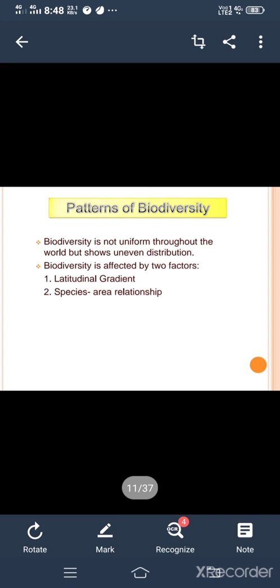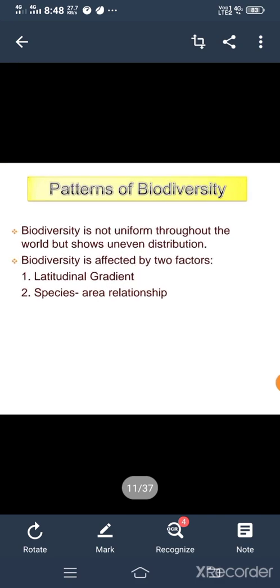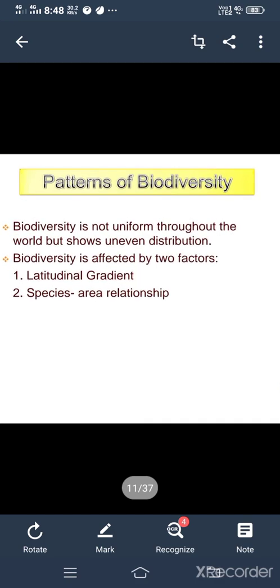Now we will go on to the next topic, called patterns of biodiversity. This is also very important in this topic. What is the meaning of patterns of biodiversity? Biodiversity is not uniform throughout the world but shows uneven distribution. Of course, we know that throughout the world, every different type of plants and animals we can see in one area, in one continent. If we see one type of plants and animals in another continent or the other hemisphere, we cannot see such animals or plants, because this is based on the latitudinal and longitudinal gradient. That we are going to study now.